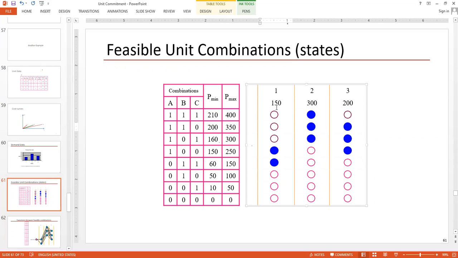So for hour number 1, there are 8 states. For hour number 2, there are again 8 states. For hour number 3, there are again 8 states. So these are actually hour number 1, 2, and 3. And these values are actually the demands: 150, 300, and 200. How are we actually drawing the feasible units? So the highlighted blue ones, the filled up circles, are actually the feasible combinations. How are we actually getting the feasible combinations? Let's see.